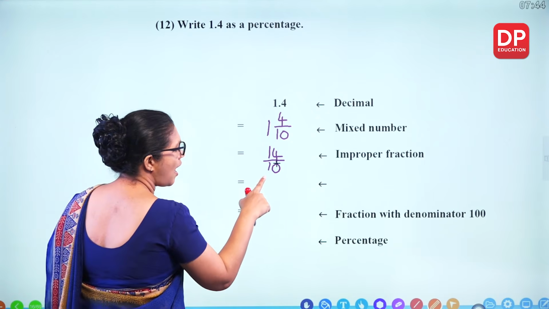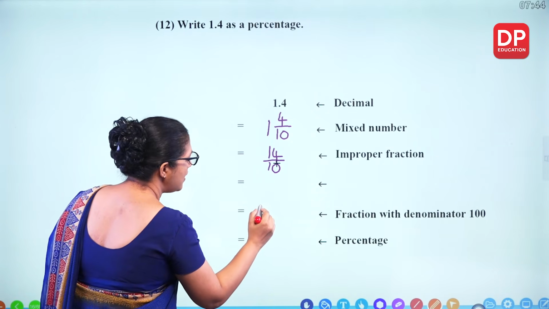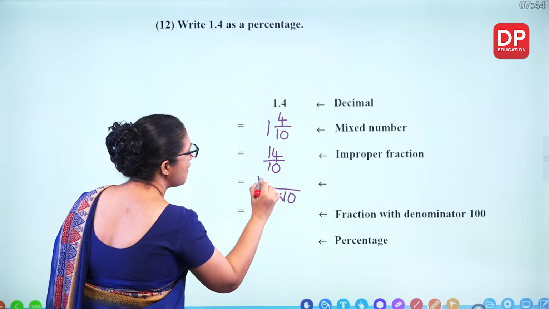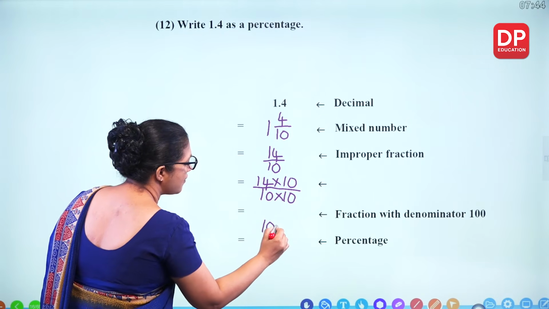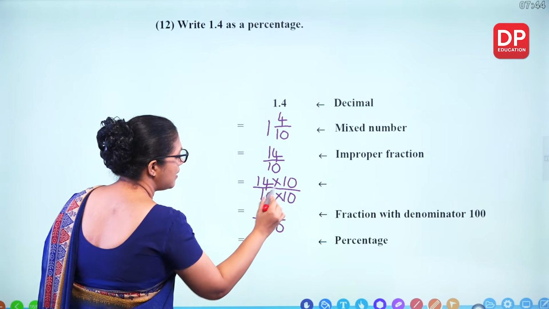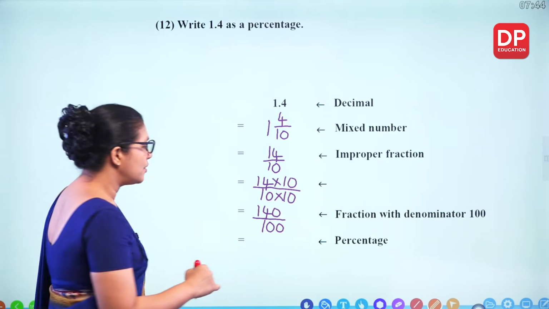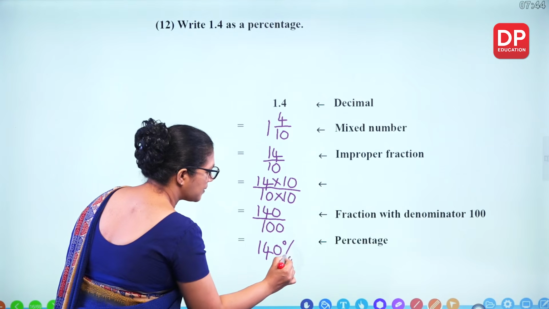So 10 is there. How do you convert to a fraction with the denominator 100? You multiply by 10, both the numerator and the denominator. So you get 100 and here 140. Now what's the percentage value? You can write 140%.